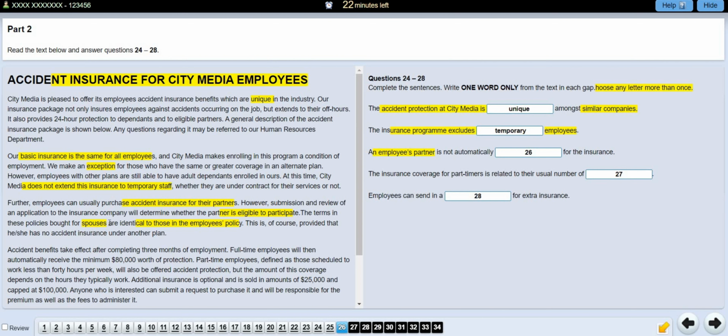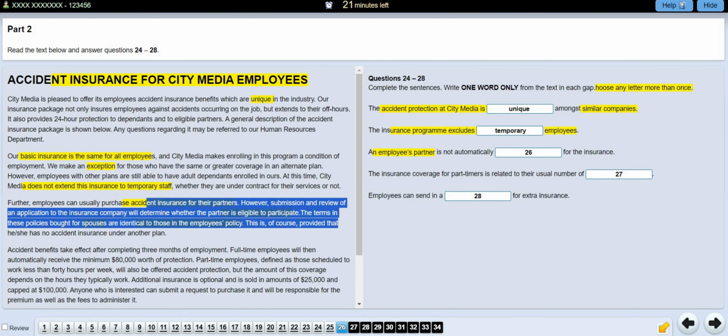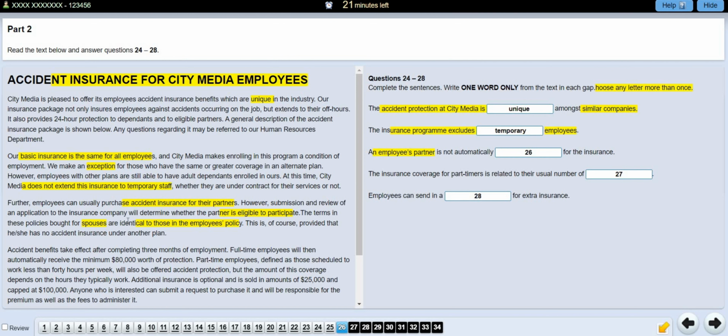The terms in these policies bought for the spouses are identical to those of the employees' policies. However, the submission and review of an application to the insurance company will determine whether the partner, that is the employee's partner in the policy, is eligible to participate.